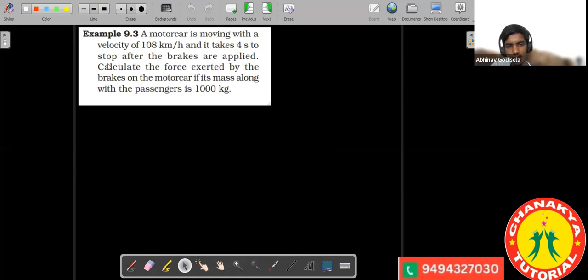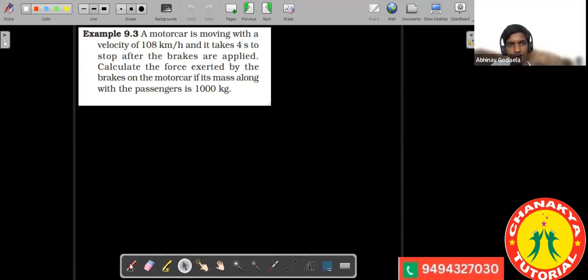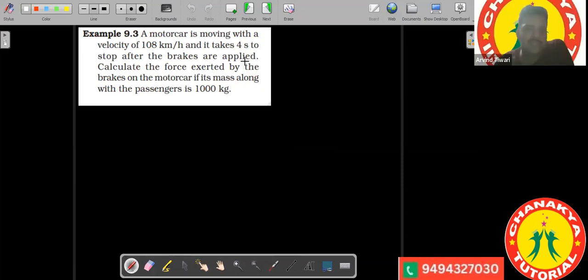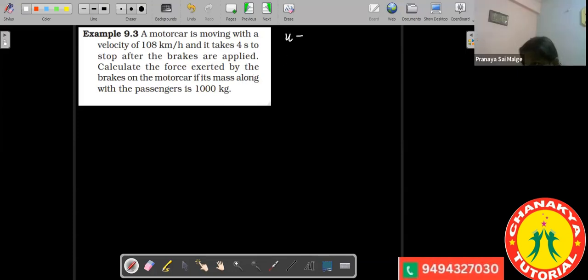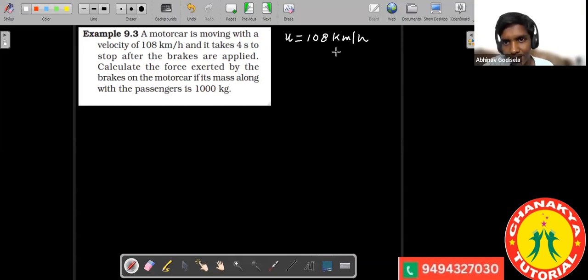So the acceleration is negative, right? Yeah, acceleration will be negative. So the force obtained will also be negative. Yeah, force will also be negative. So we have minus 7,500. Sir, 7,500.